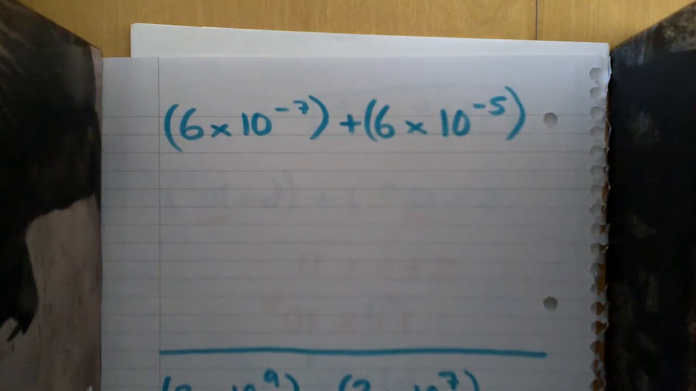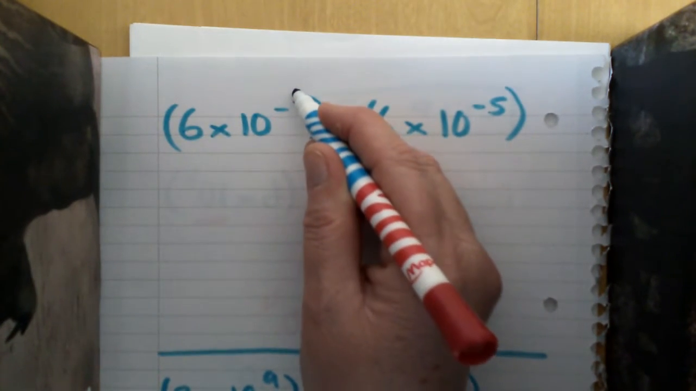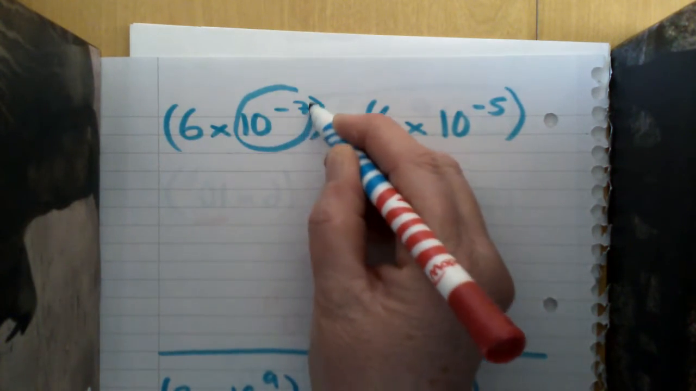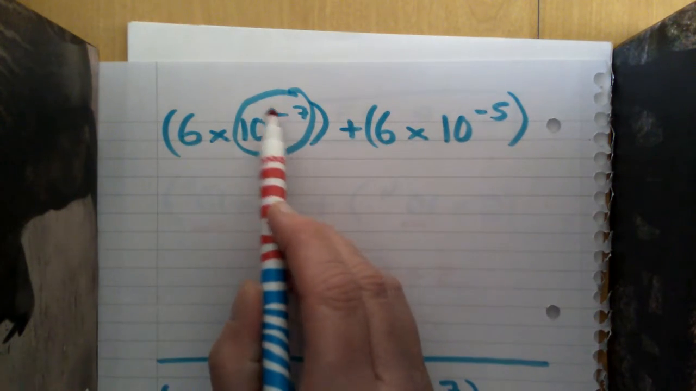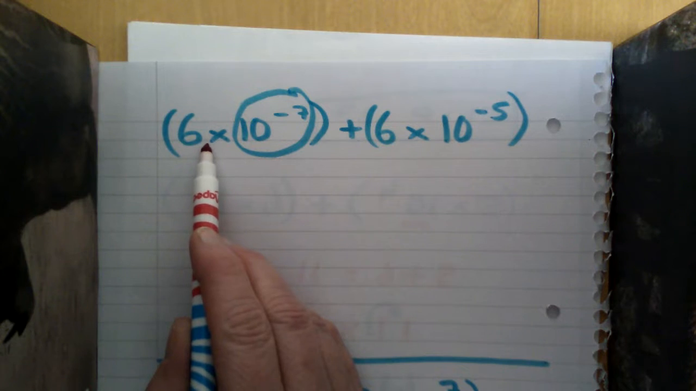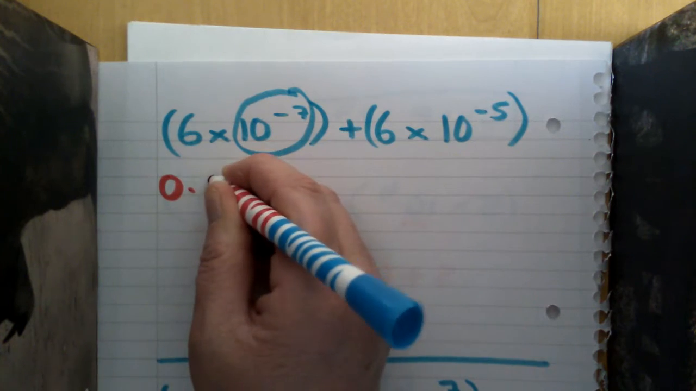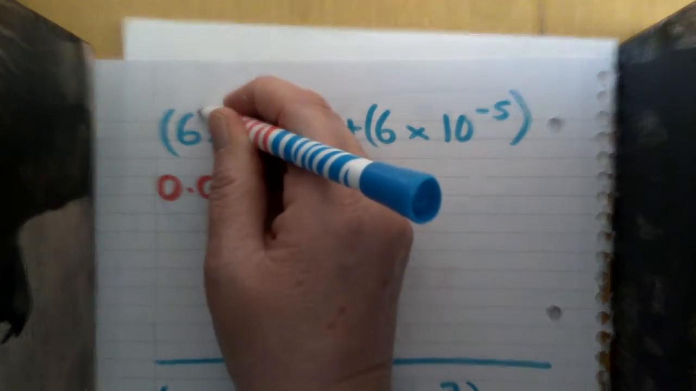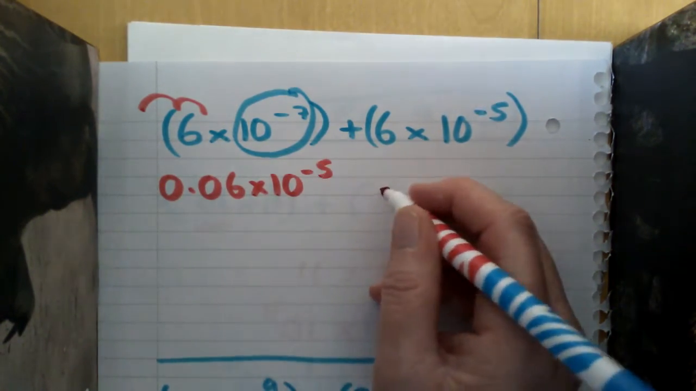So I look at the smallest of these two powers of 10. The smallest is this times 10 to the 7. So this is the one I'm going to change. I'm going to change this into times 10 to the minus 5. Remember, minus 5 is larger than minus 7. And because it's 2 decimal places, I need to make this smaller by 2 decimal places. So this is going to be 0.06, 1, 2, times 10 to the minus 5.